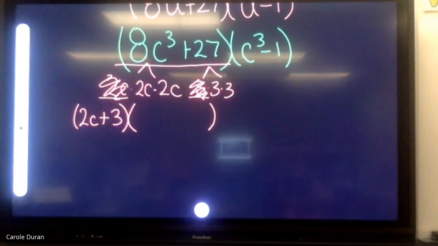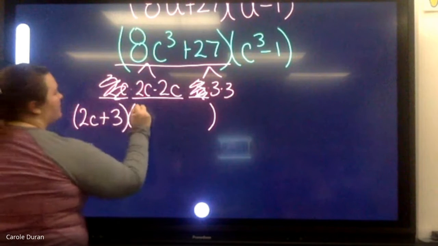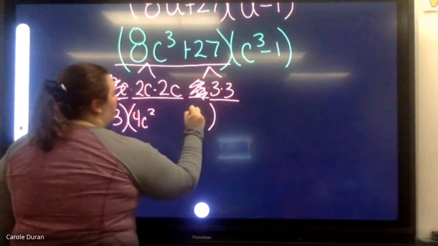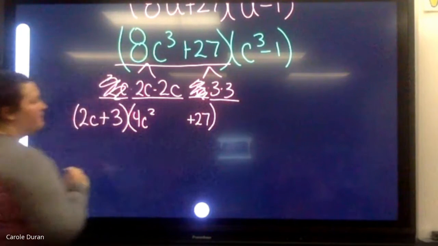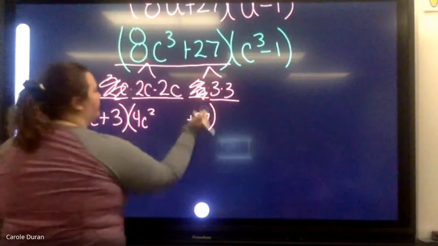Everyone okay with that? So I just pulled one of each of those down to my binomial. Then I fill in my trinomial with the roots that are left. So 2c times 2c becomes 4c squared, and that's the first term in my trinomial. My third term then is 3 times 3, which is a positive 9. The middle term is the one that we have to now create.